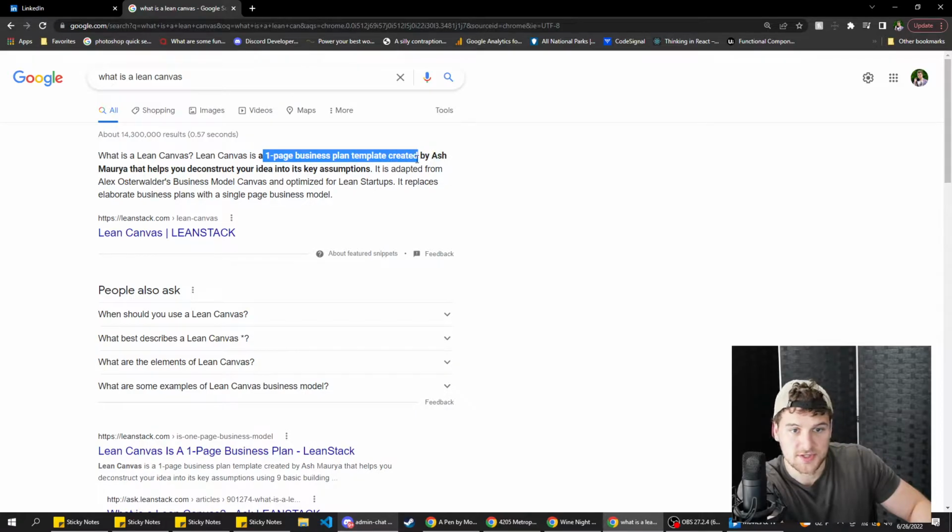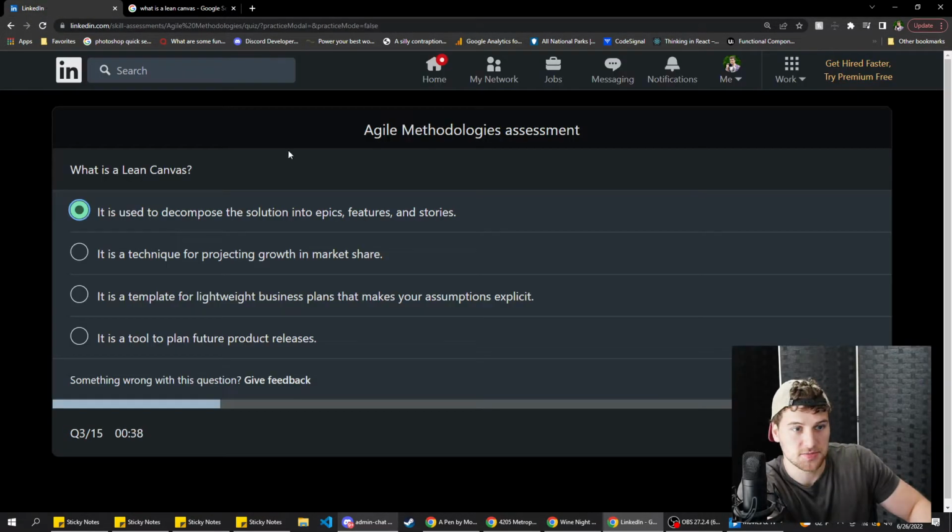It is a one-page business template that helps you deconstruct your ideas into key assumptions. Okay, so I don't think it's this. Like, to make your assumptions explicit, this seems like the right answer now. Also, it's the longest. Let me know if this is the right answer, if you know, in the comments below.